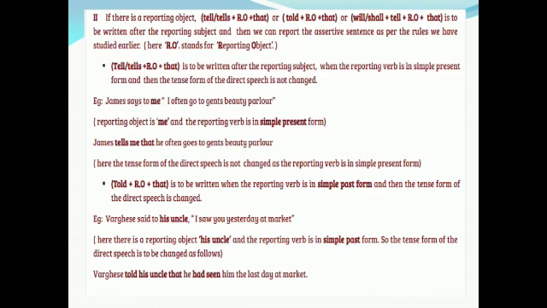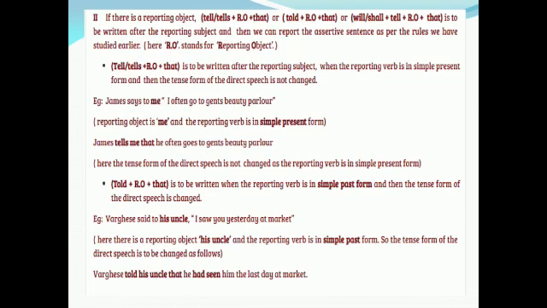This is the formula when we have a reporting object. This is the second type. As we saw the first type which did not have the reporting object, this is the second type of sentences in assertive which can have a reporting object. So when we have the reporting object, in future tense it will be will, shall plus tell plus reporting object plus that. Now "that" is to be written after the reporting subject, and then we can report the assertive sentence as per the rules we have already studied earlier.